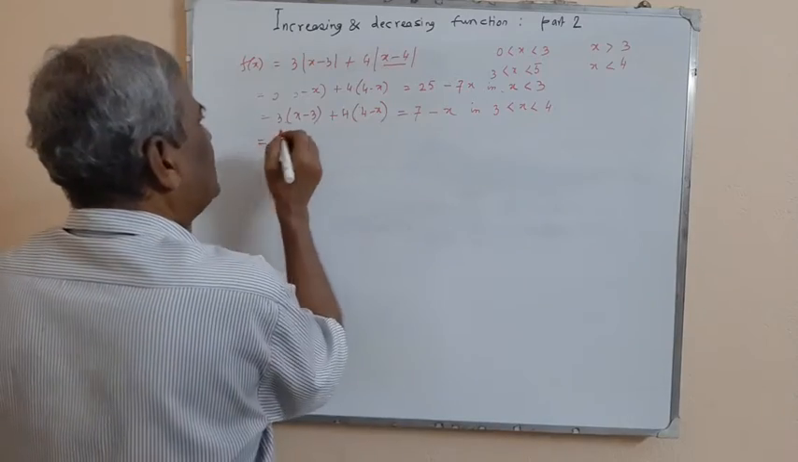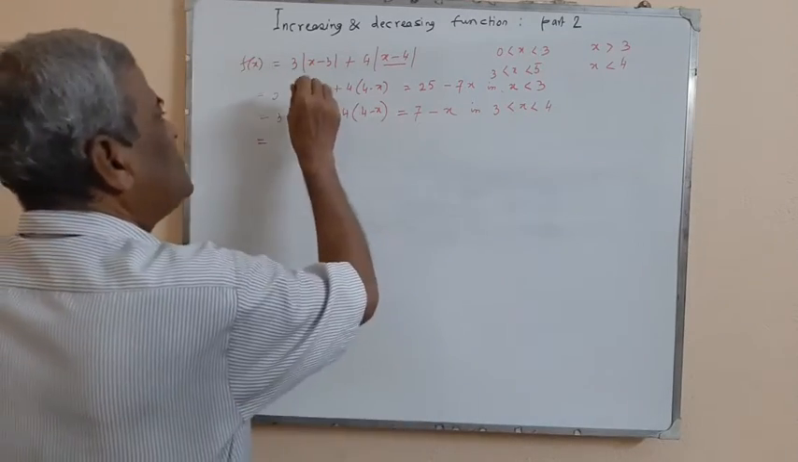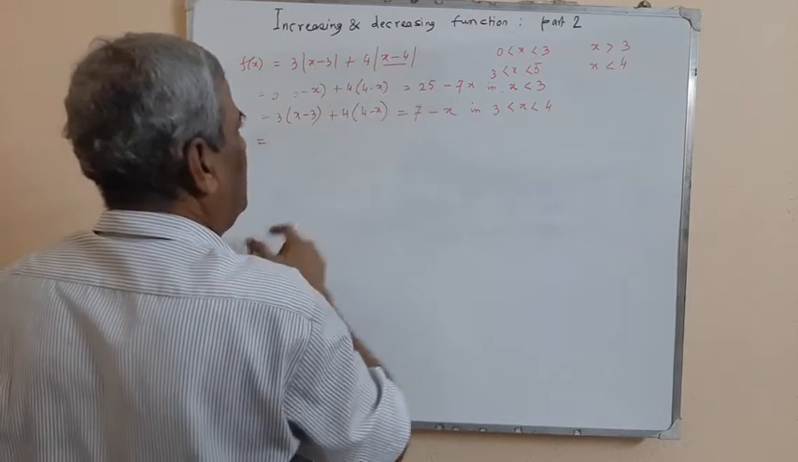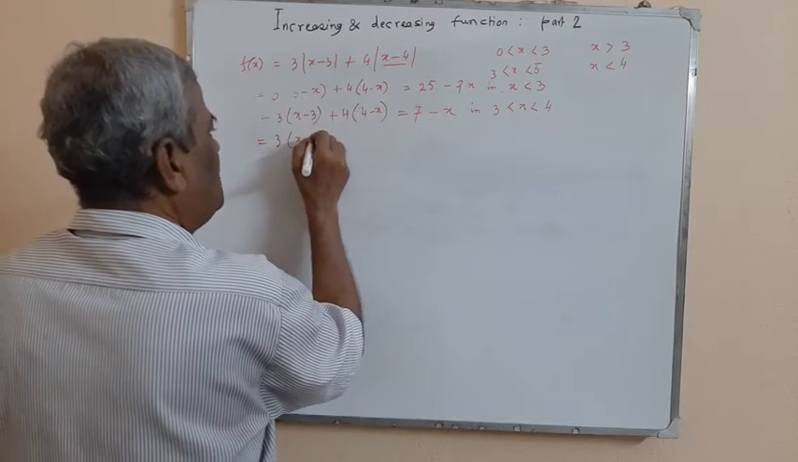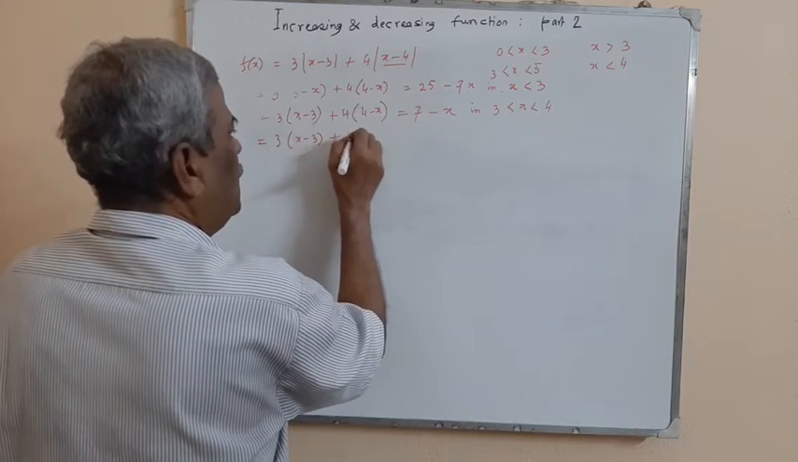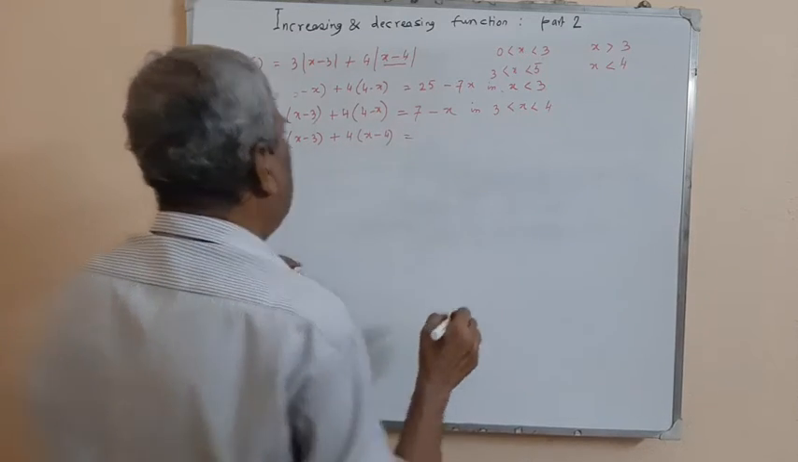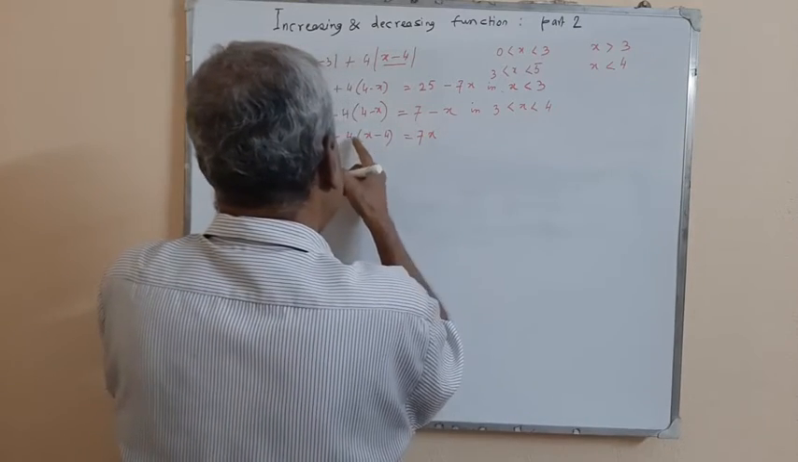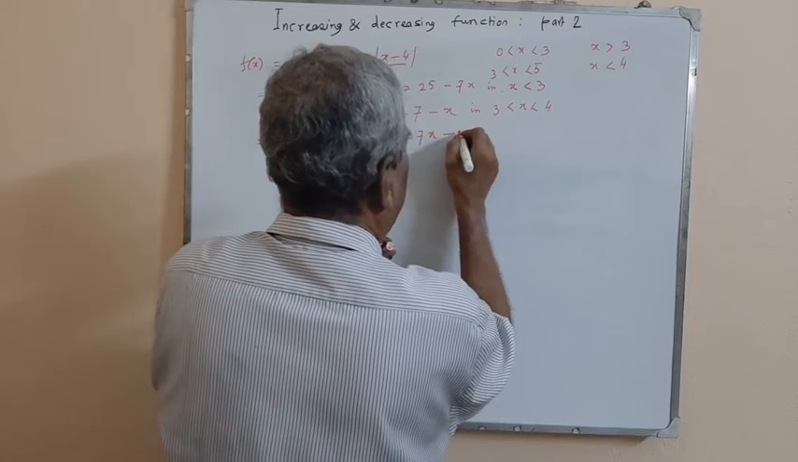Now consider the case when x is greater than 4. If x is greater than 4, this is positive, this is also positive. So the functional value is 3 into x minus 3 plus 4 into x minus 4. So that is equal to 3x plus 4x, that is 7x, minus 9 minus 16.